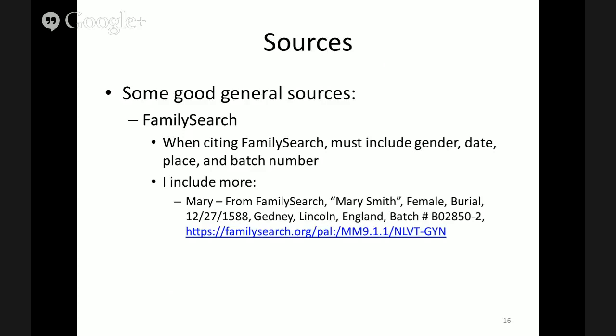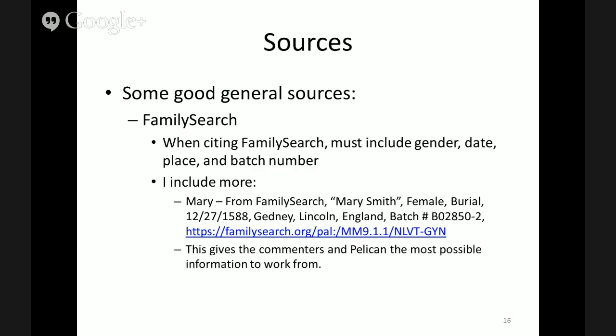Why? Because maybe the commenters are going to want to look at it, and this way they can just click on it and see. You don't have to have the URL, and the URL by itself is not documentation, because remember what the administrative handbook said. You have to not just document, you also have to provide a summary of the documentation. So it's not enough to just say, here's where I found it, go look. You have to say what it is you found. So the first two lines there, that's my summary. The link is the pointer at the actual documentation. It gives the commenters and Pelican the most possible information to work from.